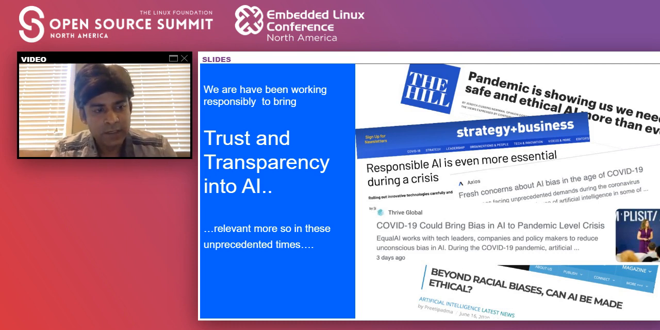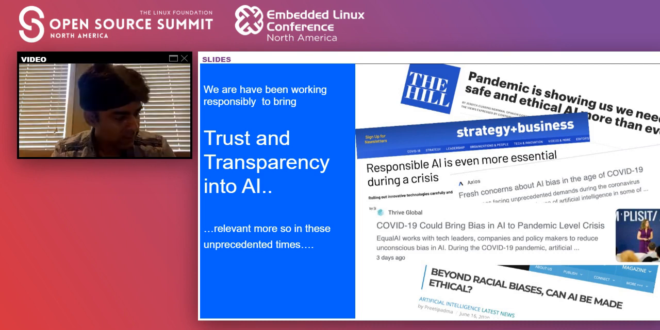And when we look at the current time we are in, with a global pandemic going on and a lot of protests here for inequality-related measures, one quick Google search will probably show you there is a lot of call happening. More importantly, in these unprecedented times, having responsible, trusted, and ethical AI becomes all the more important. Take hospitals, for example, running at capacity. How are patients getting admitted? Are they being treated in a fair manner?